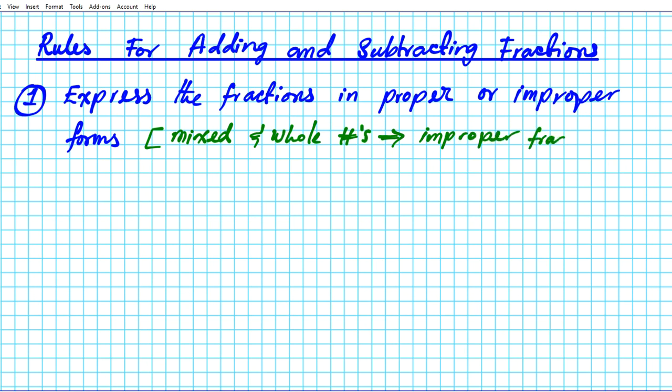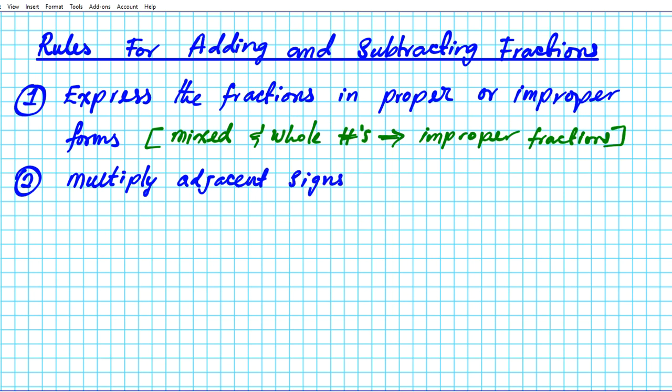Step number two. Sometimes you might have a situation where you have adjacent signs, two operations next to each other. In that case, you have to resolve the signs. So, step two, you multiply adjacent signs when applicable.